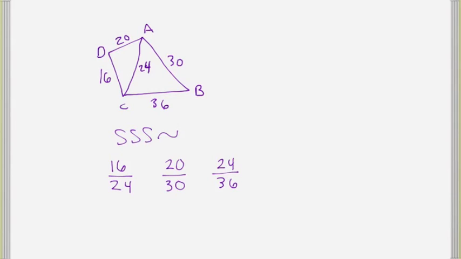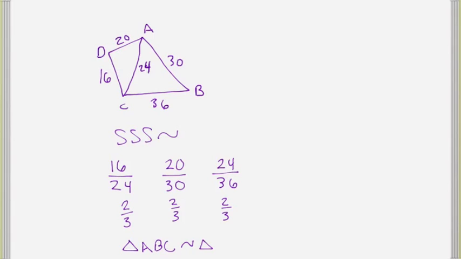16 and 24 both reduce by 8 to give 2/3. 20 and 30 reduce by 10 to give 2/3. 24 and 36 reduce by 12 to give 2/3. So it works. We have a scale factor of 2/3. So now we need to name our triangles. I'm going to call the right-hand one ABC.